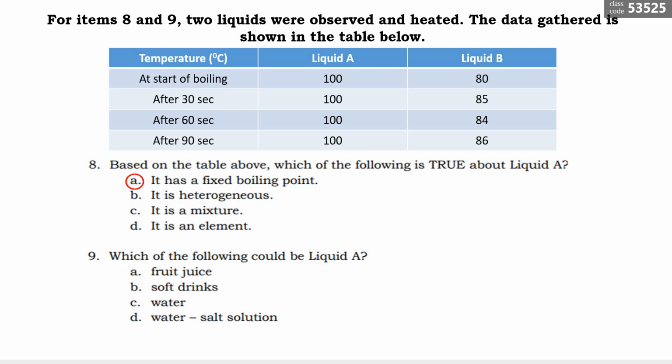Number 9. Which of the following could be liquid A? A. Fruit juice. B. Water. Soft drinks. C. Water. D. Water salt solution. Go. It's very obvious. The correct answer is water. The boiling temperature of water is 100 degrees Celsius. So this liquid A is water.